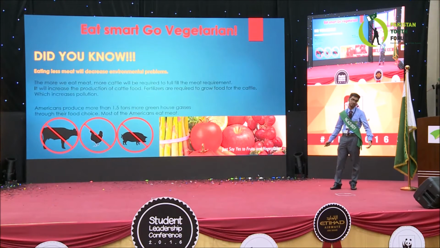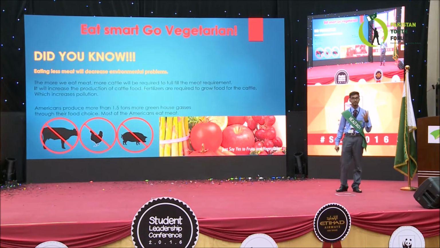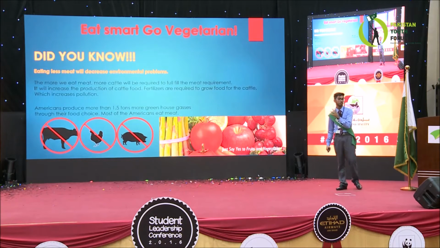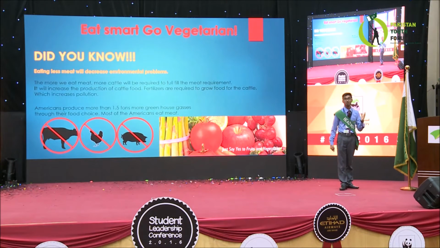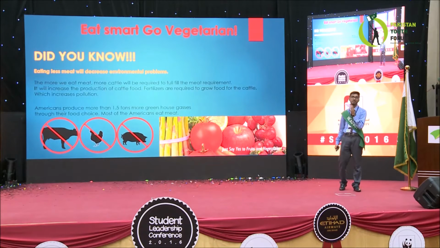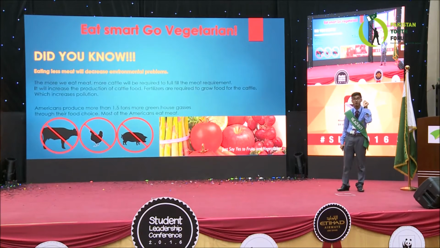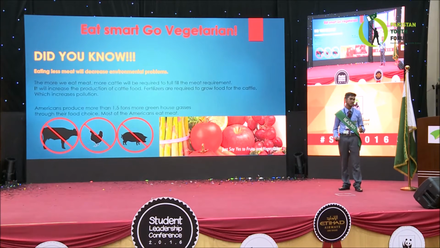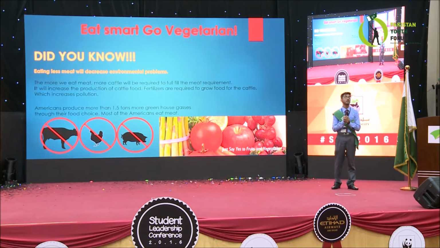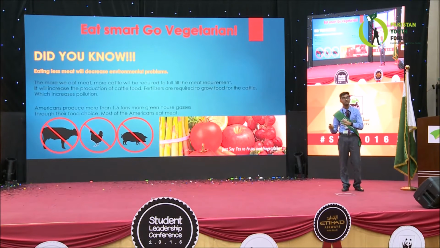Eat smart, go vegetarian. Do you know that eating meat leads to more environmental problems? Why? Because cattle like cows, buffaloes, bullocks, and sheep use more water and more food as compared to humans. For example, a cow takes in 1000 liters of water and gives out 1 liter of milk. Can you imagine, 1000 liters of water and 1 liter of milk? Seriously? Cows take 90 to 95% more food than a human, and they also give more waste than a human.